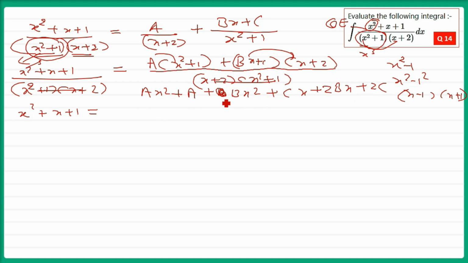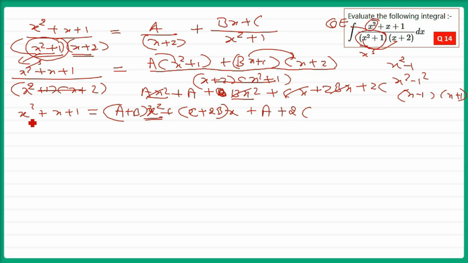Now just combine or collect the similar terms. That means a plus b into x square. Then we will go for the term with x, so the coefficient will be c plus 2b. Then the constant term, a plus 2c. So there are three terms which we can equate.